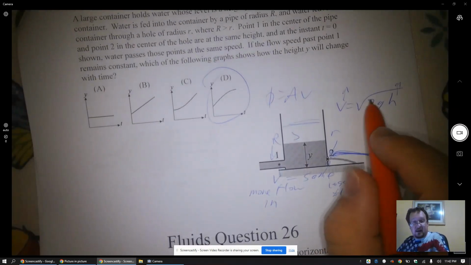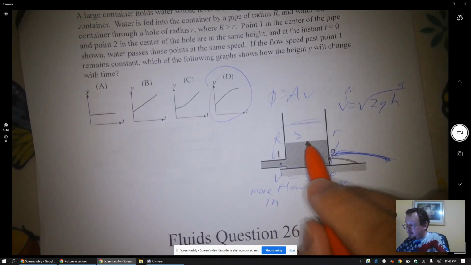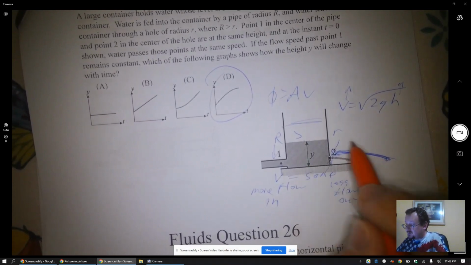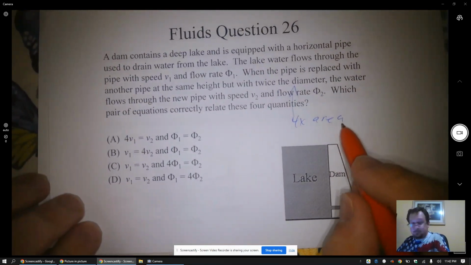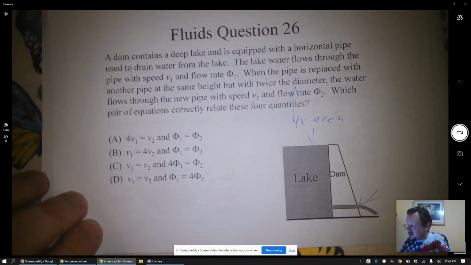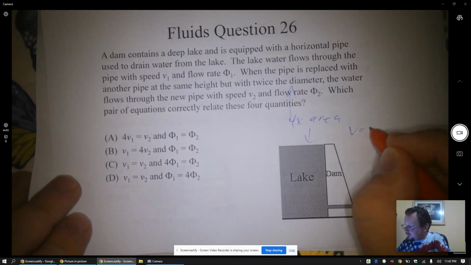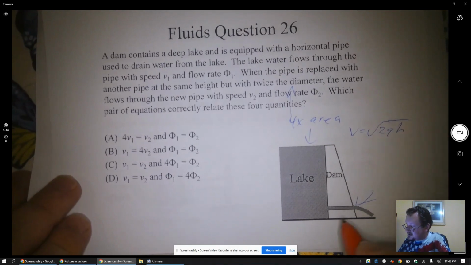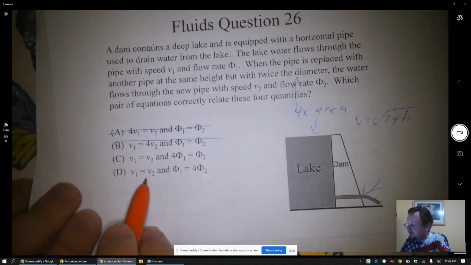I would make the exact same argument to get to here. The pressures at the top and here are the same. The speed in the barrel is very slow. This could be height 0 or whatever. I'm going to make the same statement here. The speed in the lake is very slow. It's the same pressure on both sides. You get the idea. So then, if V is radical 2gh and the h is the same, then it's the same speed.